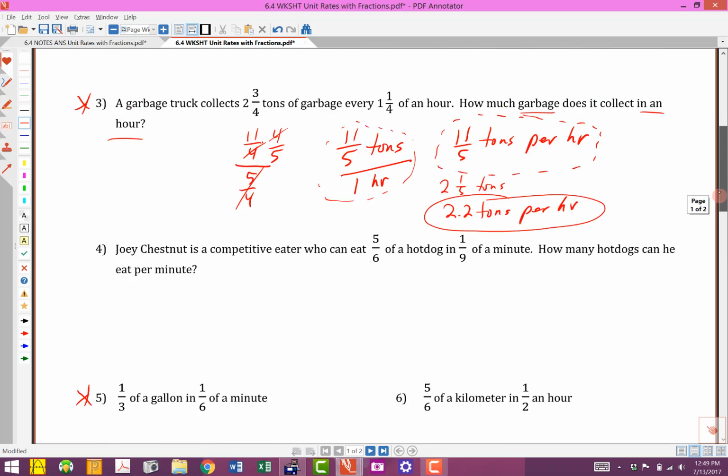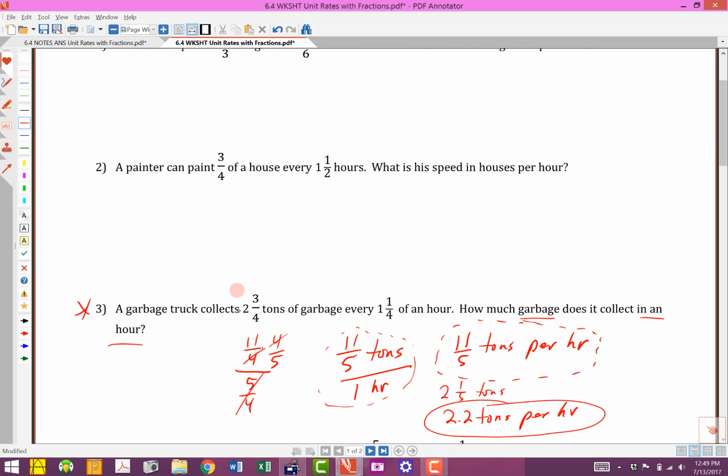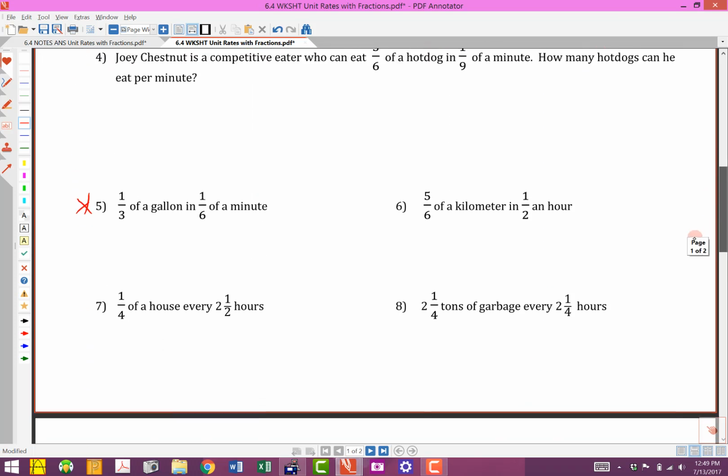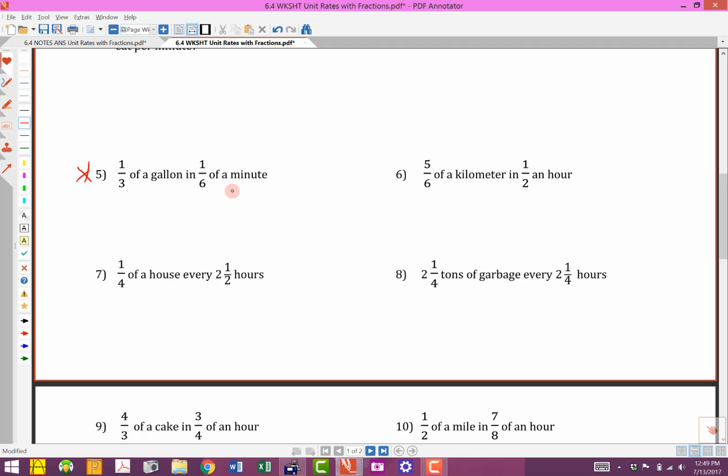And here's another one. Some of the problems on your assignment, they're kind of story problems. They're kind of unit rates in context here. And then others, they just give you just the bare bones information. On this one right here, 1/3 of a gallon in 1/6 of a minute. So if you were doing something like this, you'd want to think, okay, do I want to do gallons per minute, gallons on top, minutes on the bottom, or do I want to do minutes per gallon? There's no right answer, but again, most of the time we put the time on the bottom. So let's go ahead and do that here.